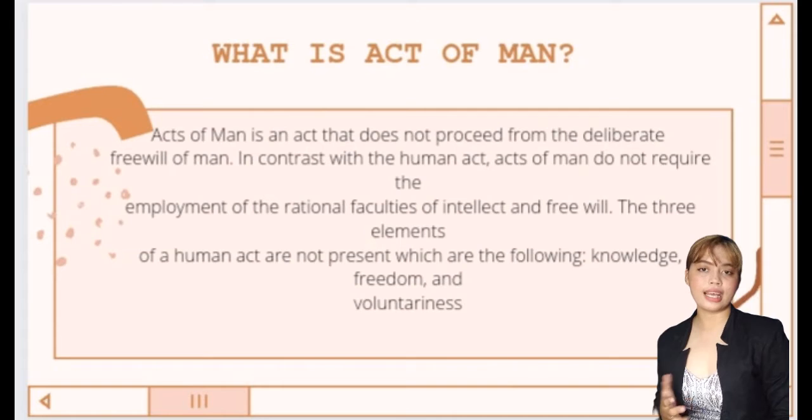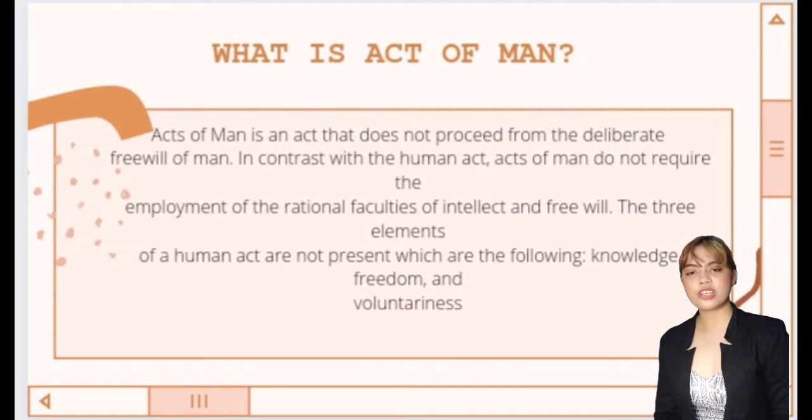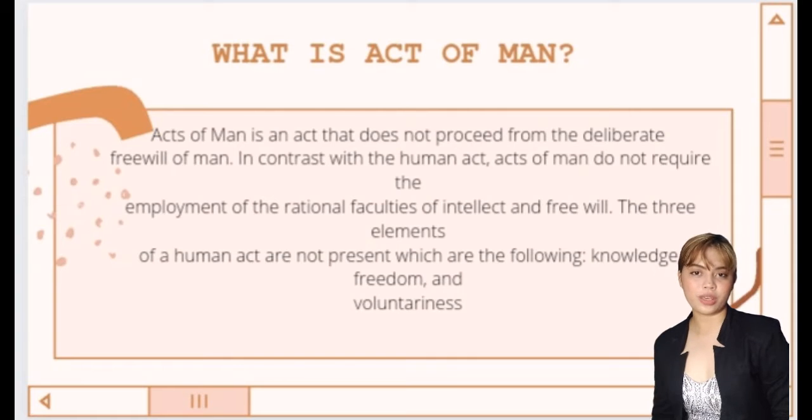On the other hand, an act of man is an act that does not proceed from the deliberate free will of man. In contrast with the human act, acts of man do not require the employment of the rational faculties of intellect and free will. Acts that we do without free will and intellect, some are done by instinct. The actions are performed without conscious deliberation or knowledge and with the absence of free will. Acts of man constitute unconscious and involuntary actions.